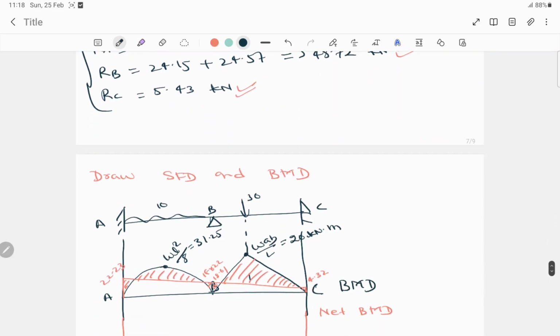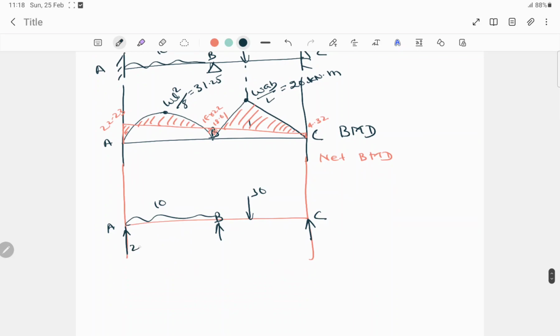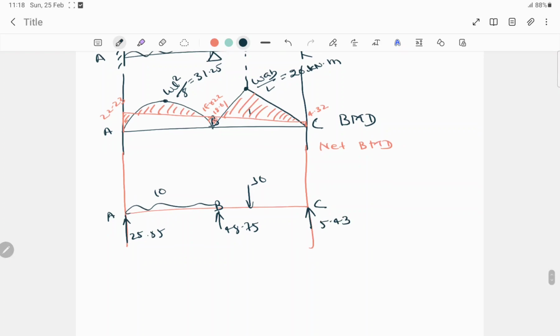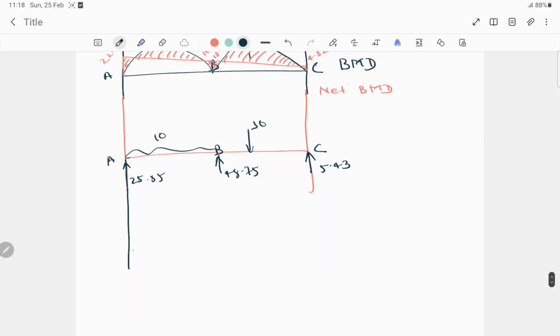RA is 25.85, I'll write down here, and RB is 48.75 and RC is 5.43. So now we have to draw the shear force diagram here. So here this 25.85 we will take as positive, so it will go up, right? 25.85.